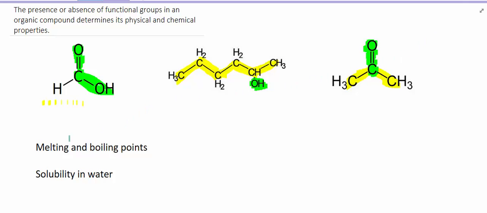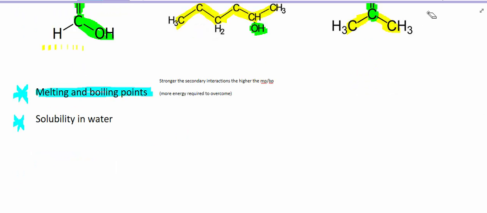So the two key things that you need to be able to explain in terms of organic compounds are the trends in melting and boiling points and also the solubility in water. So you need to be able to decide or explain if a particular compound would be soluble in water or why one might be more soluble than the other, and also explain why one substance might have a higher boiling point than another. So firstly, we're going to have a look at melting and boiling points.